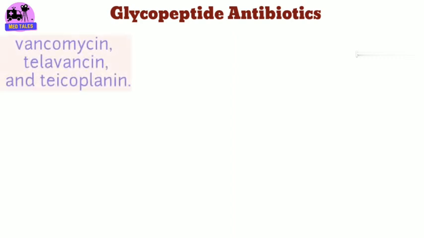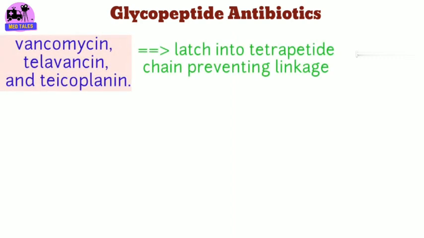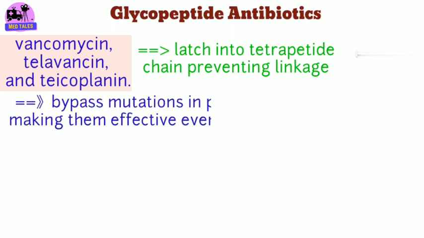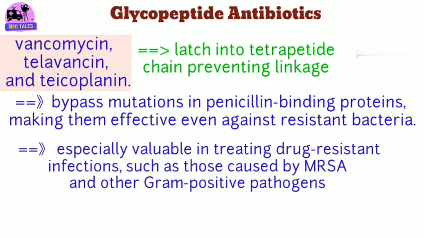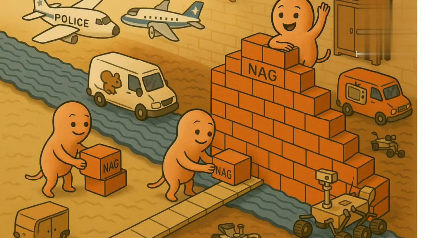Finally, glycopeptide antibiotics are a powerful class of drugs used to combat serious bacterial infections. The most well-known members include vancomycin, telavancin, and teicoplanin. They latch onto the tetrapeptide chain, preventing linkage. By doing so, they bypass mutations in penicillin-binding proteins, making them effective even against resistant bacteria. Because of their unique mechanism, glycopeptides are especially valuable in treating drug-resistant infections, such as those caused by MRSA and other gram-positive pathogens. Welcome back to our construction site.